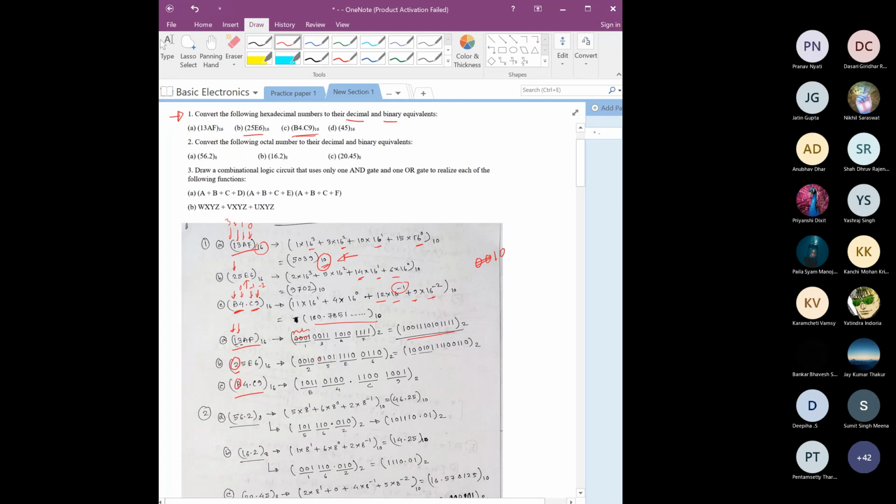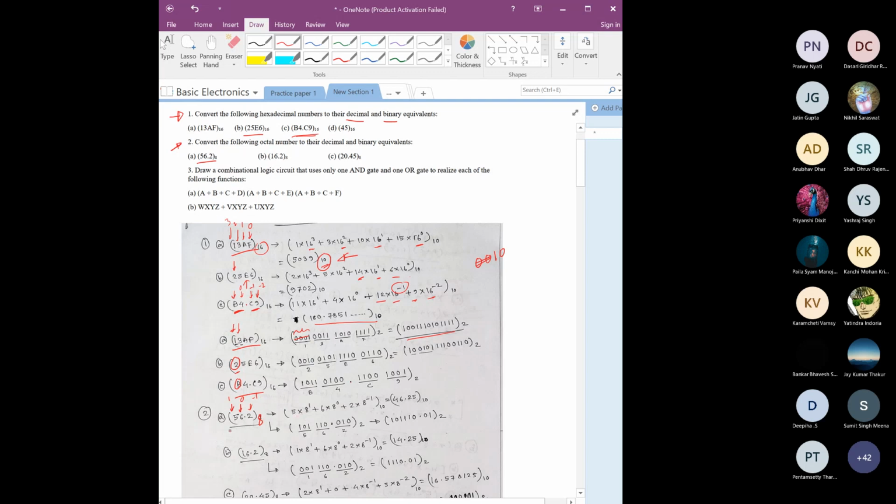You remember that. So if you see the next one, it says: convert the following octal numbers to their decimal and binary equivalents. It is almost the same thing. Here it is an octal number, so the base is 8. Again there is the zeroth position, the first position, and the minus 1 position, and the power is of 8.